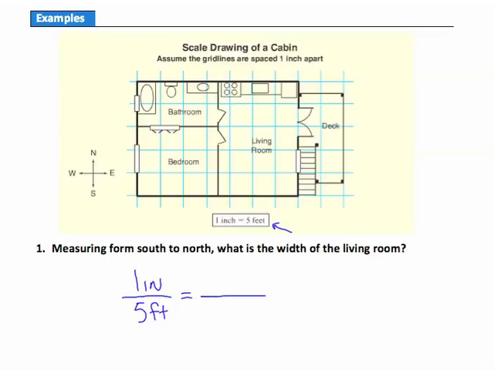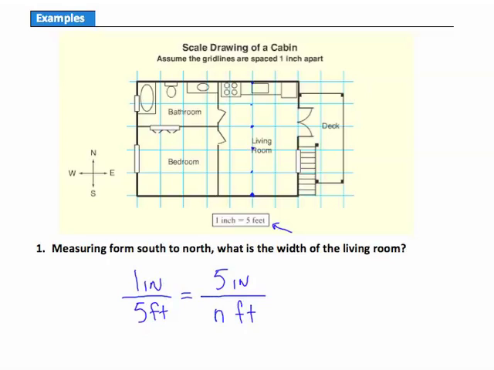Now let's take a look at the living room, measuring from south to north. We're going to start over here at the south and count our way across this living room. So there's 1 inch, 2 inches, 3 inches, 4 inches. So it looks like 5 inches. So we're going to write down here in our proportion 5 inches. And we want to know how many feet that's going to be in the actual log cabin, the actual width of the living room in the log cabin. So now we have a proportion and we can solve this.